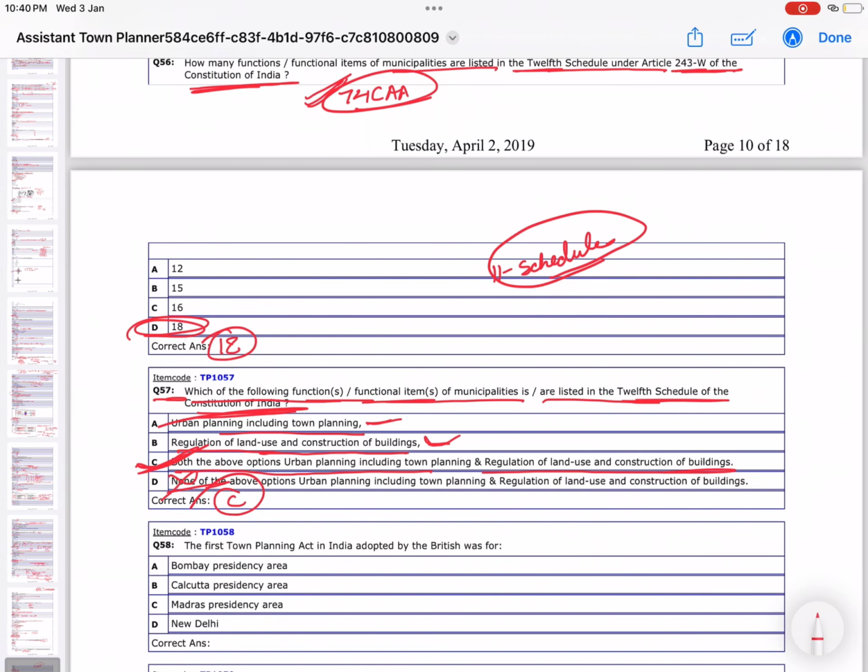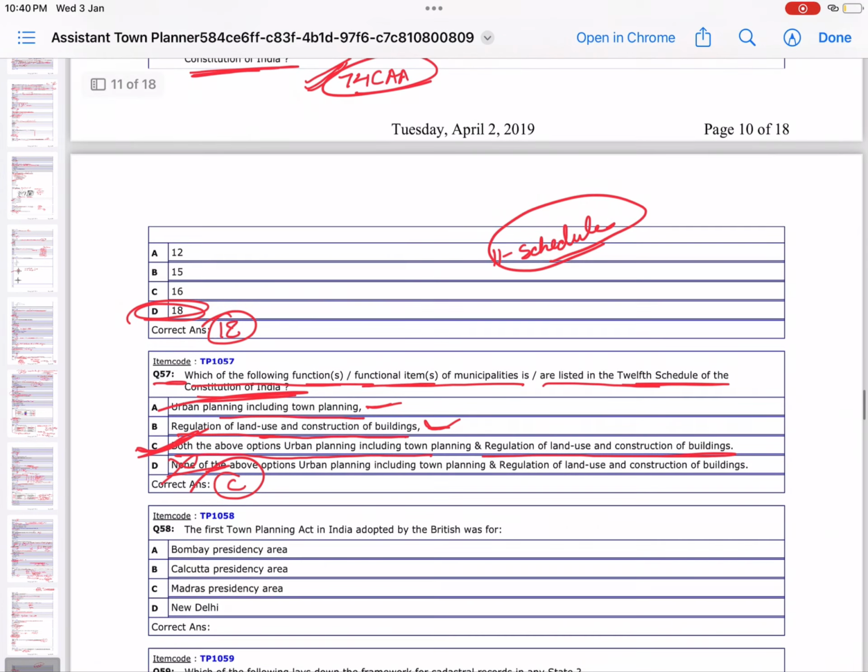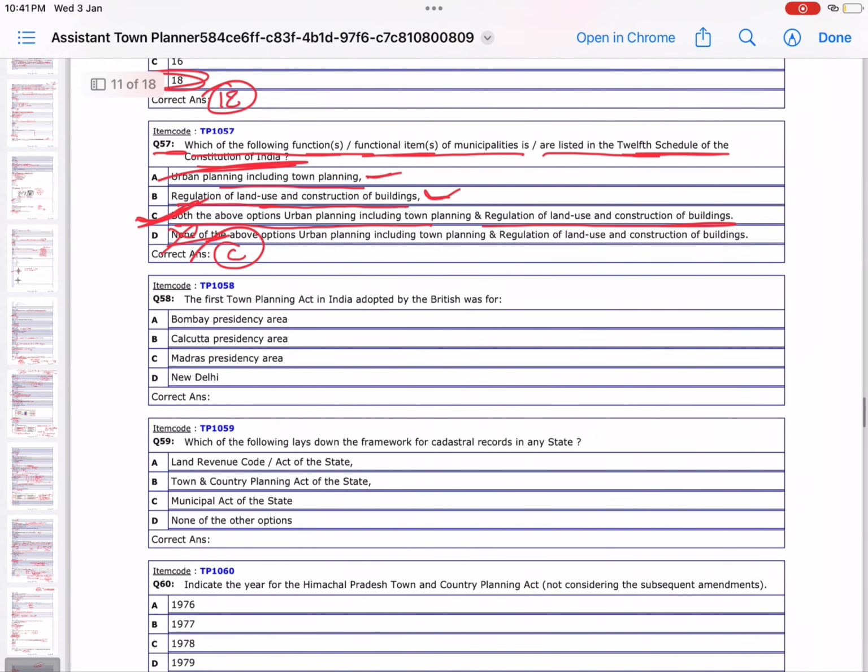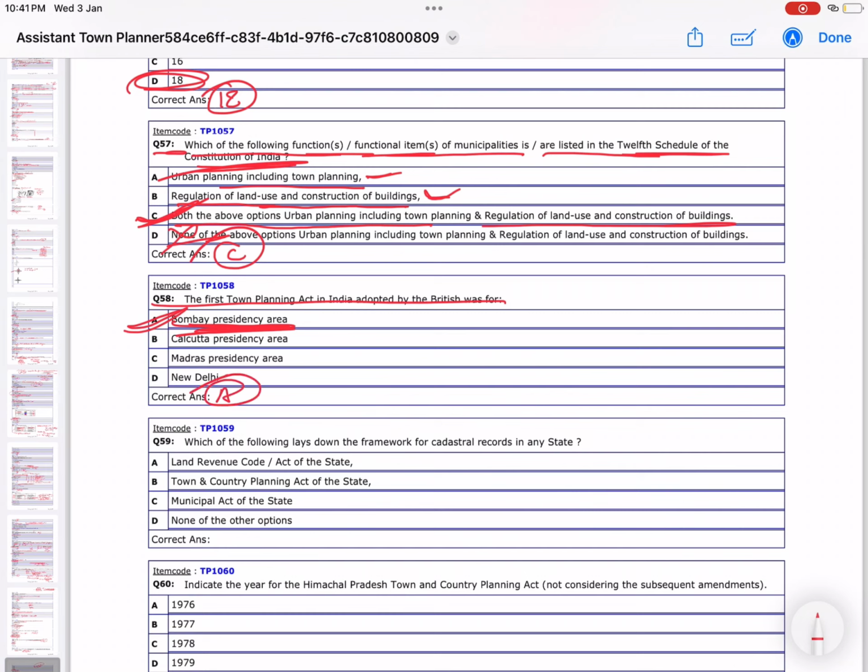Question number 58. The first town planning act in India adopted by the British was in the Bombay Presidency area. A. Question number 59. Which of the following lays down the framework for cadastral record in any state? So it is laid down by the Land Revenue Code and State Act of the State.